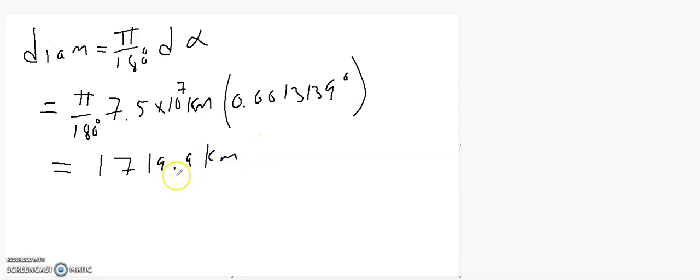So it looks really small at that angle because it's this far away. Of course, if it was closer, it would be bigger. That's what this equation does for us.